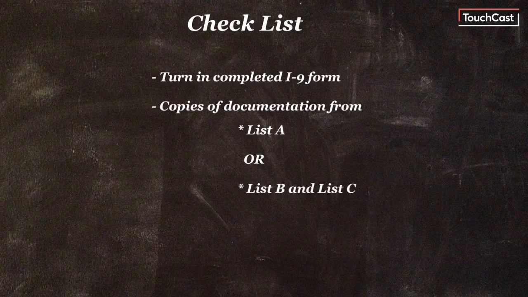So you need to have a completed I-9 form, and you must turn that in to the appropriate person. And you need to make sure that you have your copies of documentation from either List A or documentation from List B and List C. So make sure that you have the completed I-9 form as well as the copies.